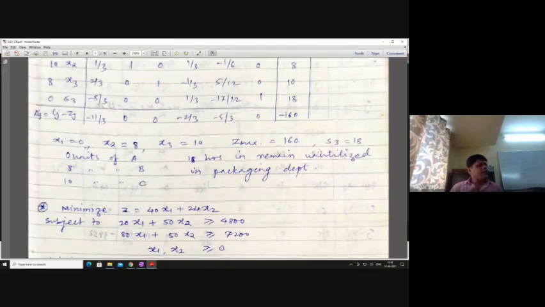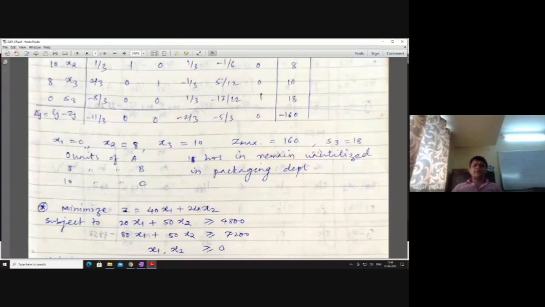First, it asked to formulate the mathematical model that we have formulated. Second, what is asked is how many units of A, B, and C should be produced so that profit or contribution can be maximized. That's what we have found. 0 units of A, 8 units of B, and 10 units of C should be produced so that we get maximum contribution, and that maximum contribution value is 160.